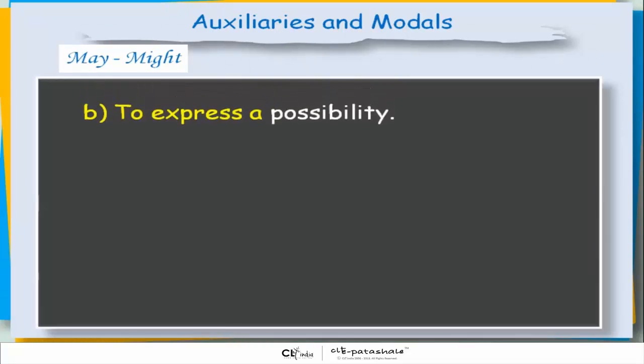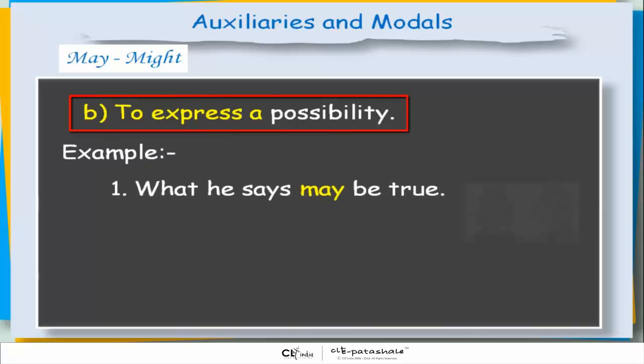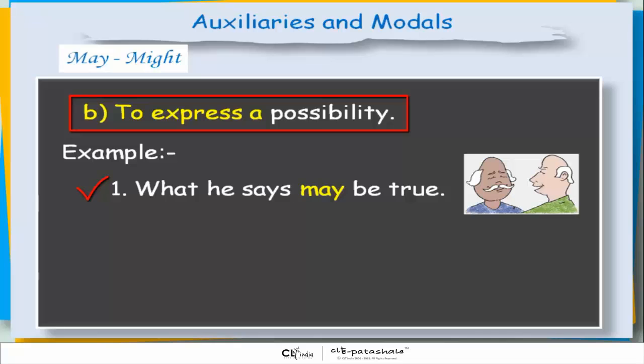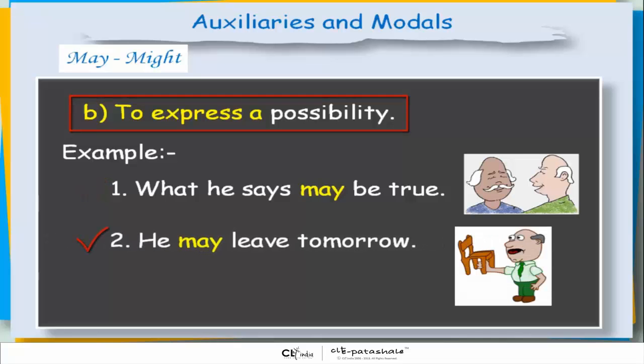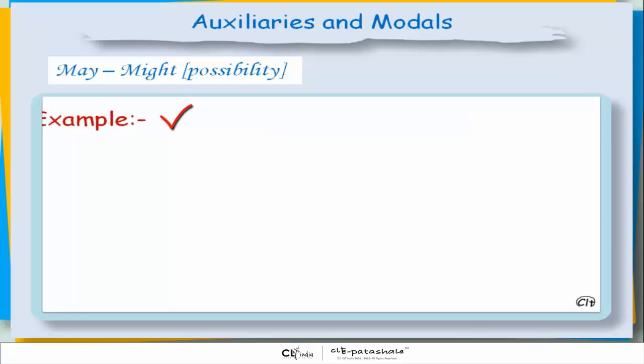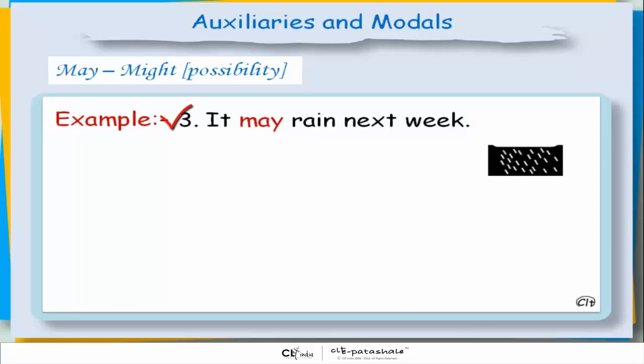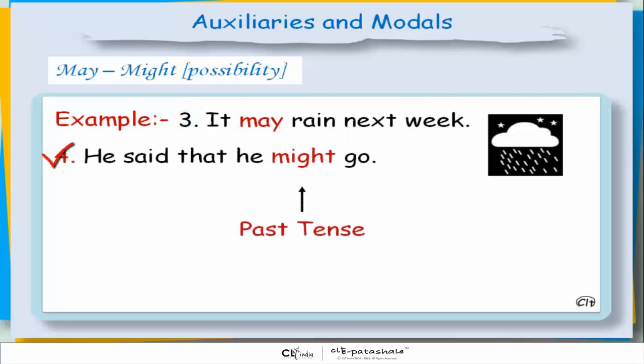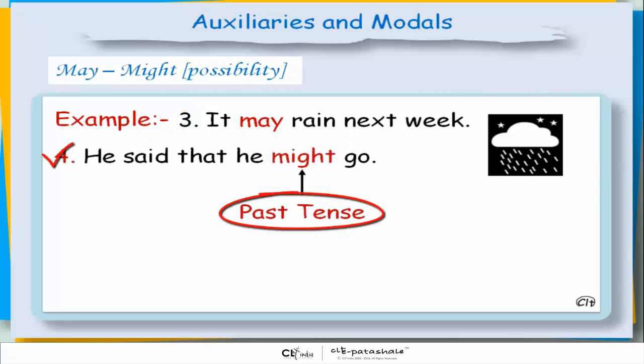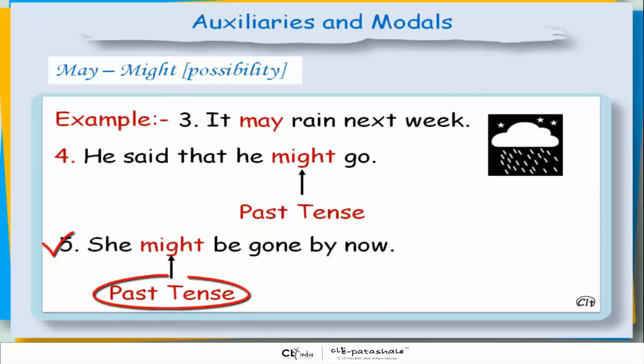To express a possibility, for example, what he says may be true. He may leave tomorrow. It may rain next week. He said that he might go. That is the past tense of may again. She might be gone by now.